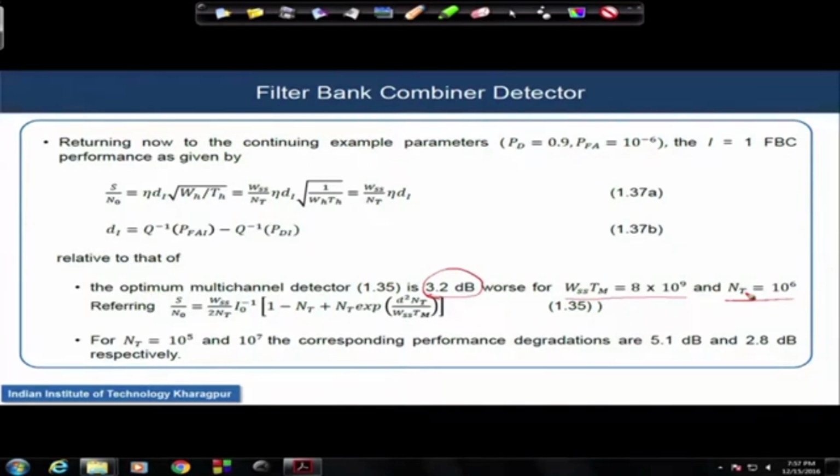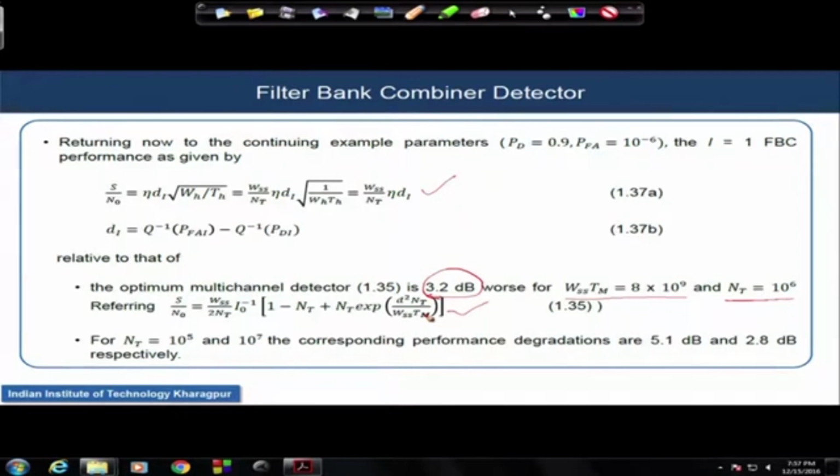So the comparison is such that this is the performance of the optimum detector and this is the FBC. If I calculate the performances of both and compare them, when WSSTM is 8 into 10 to the power 9 and NT equals 10 to the power 6, we will see that the filter bank combiner detector has a simple circuit and simple implementability, but there is a loss in performance of around 3.2 dB when my L value is equal to 1.